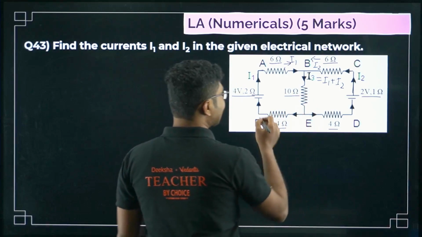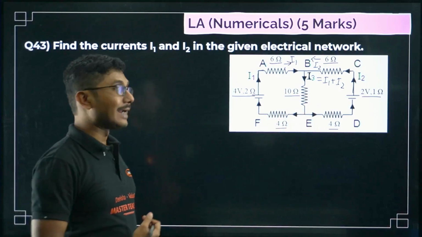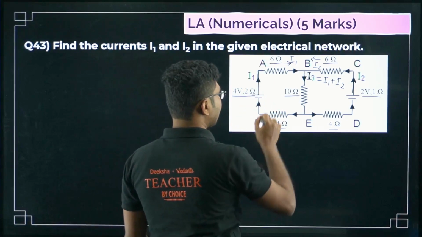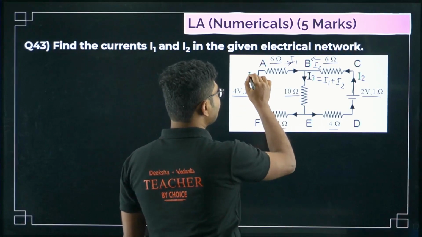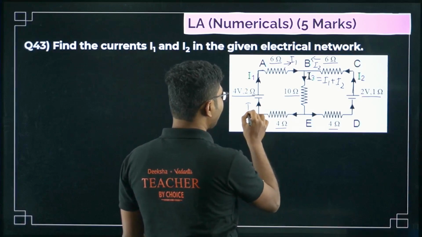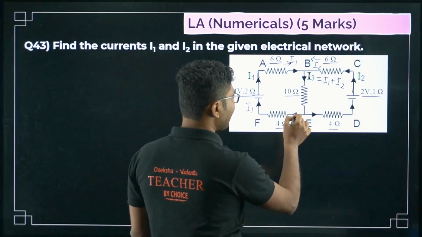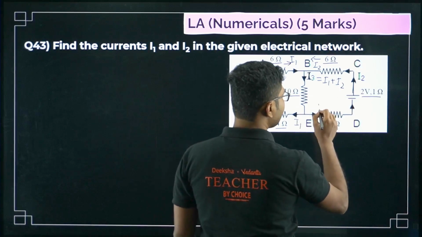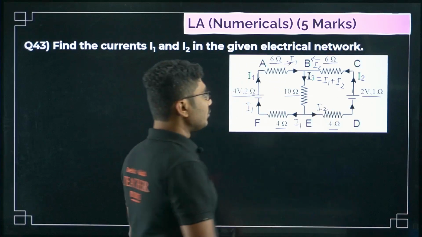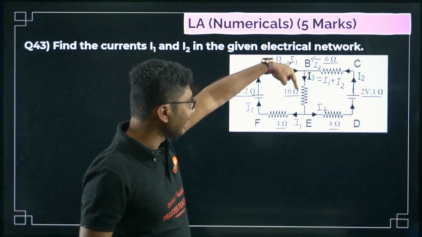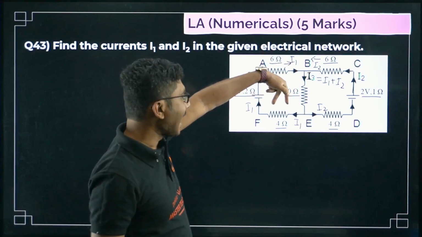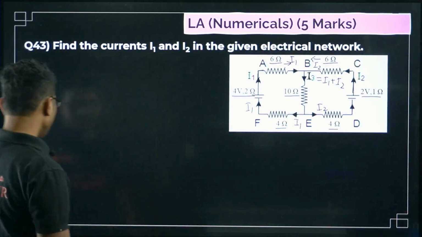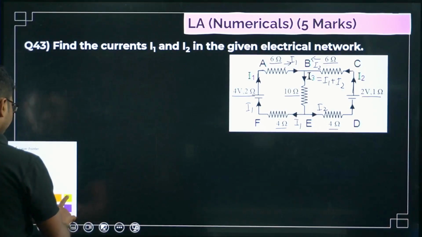Now here, as I always say, through a battery, whatever current exits, the same current should enter. So I1 exits from this side, so I1 will only enter from this side. That means this current is also I1, and with the same logic this current will be I2. They combine only when they pass through this resistance, and then again they separate and go through their own individual paths.